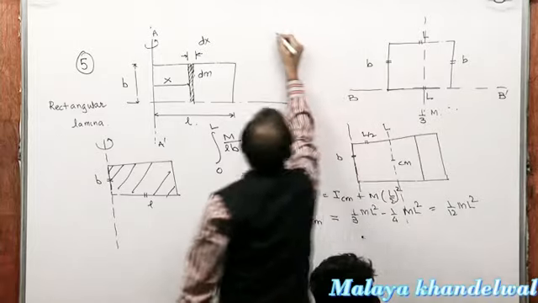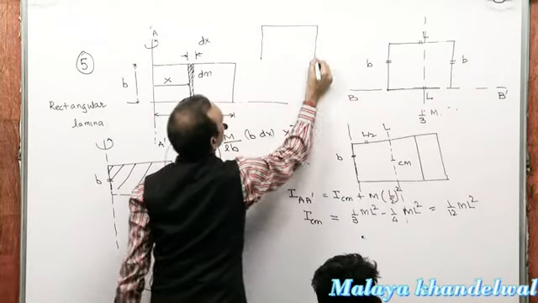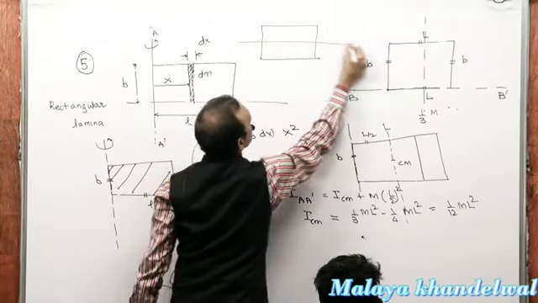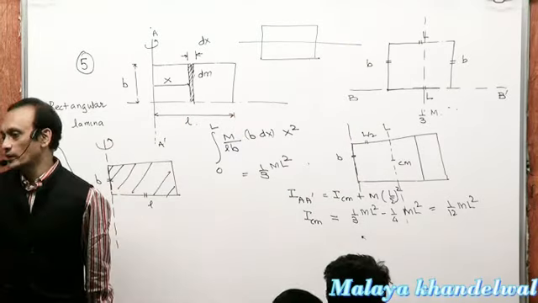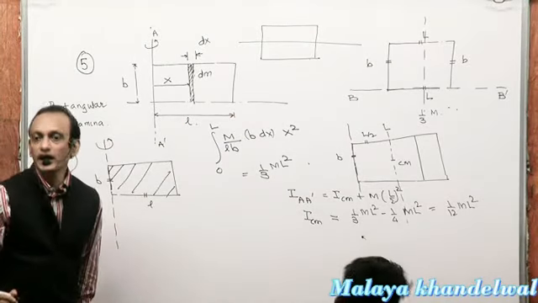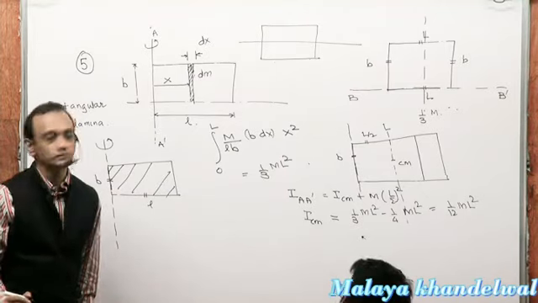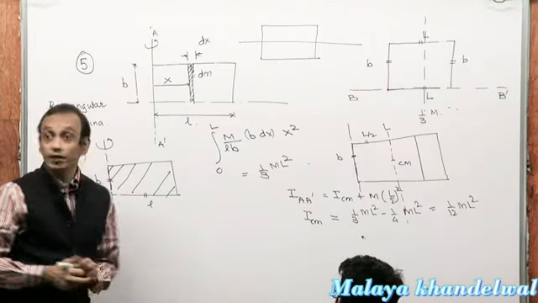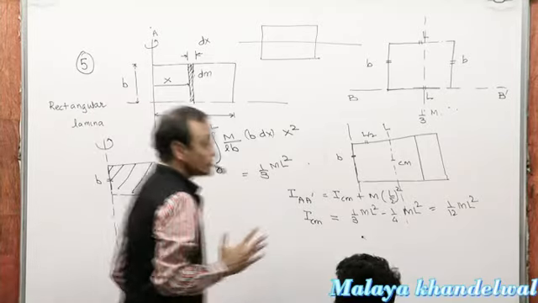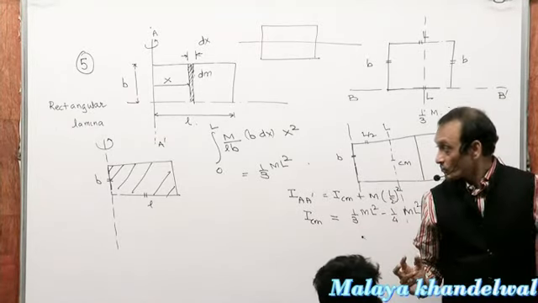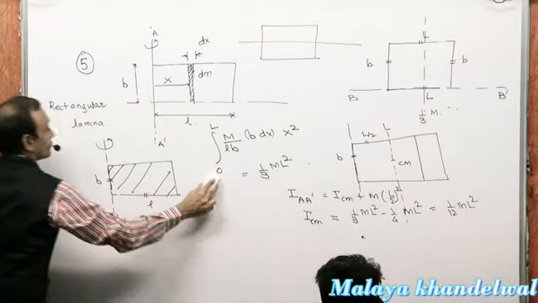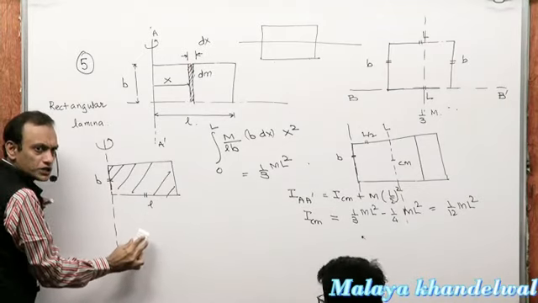But if I said about this, 1/12 mb squared would be the moment of inertia. Clear? And now tell me, you understand this, right? Can I wipe this off? Have you registered all of this?